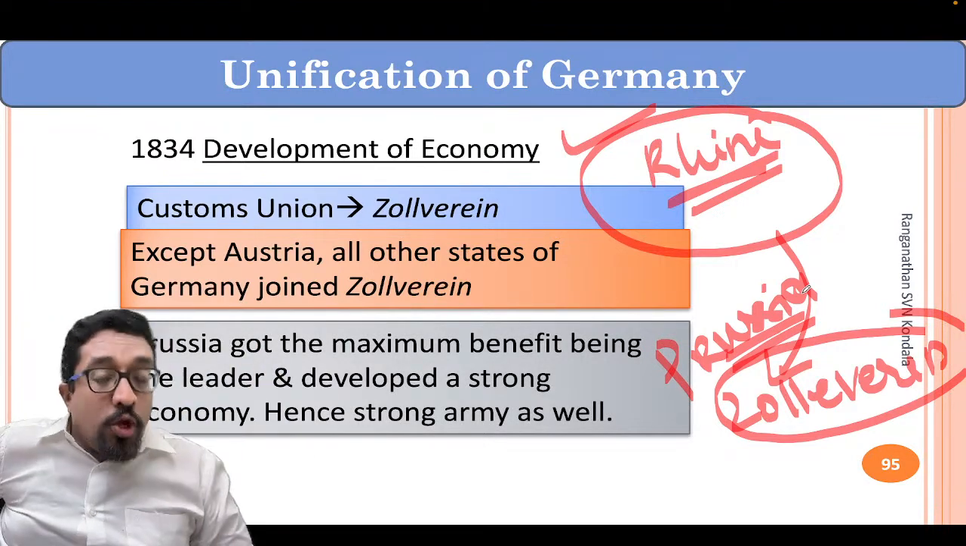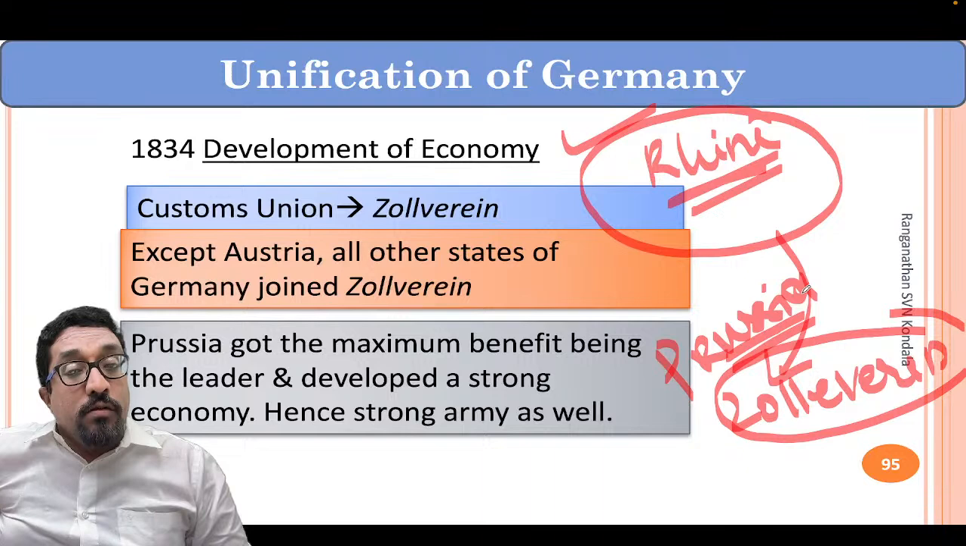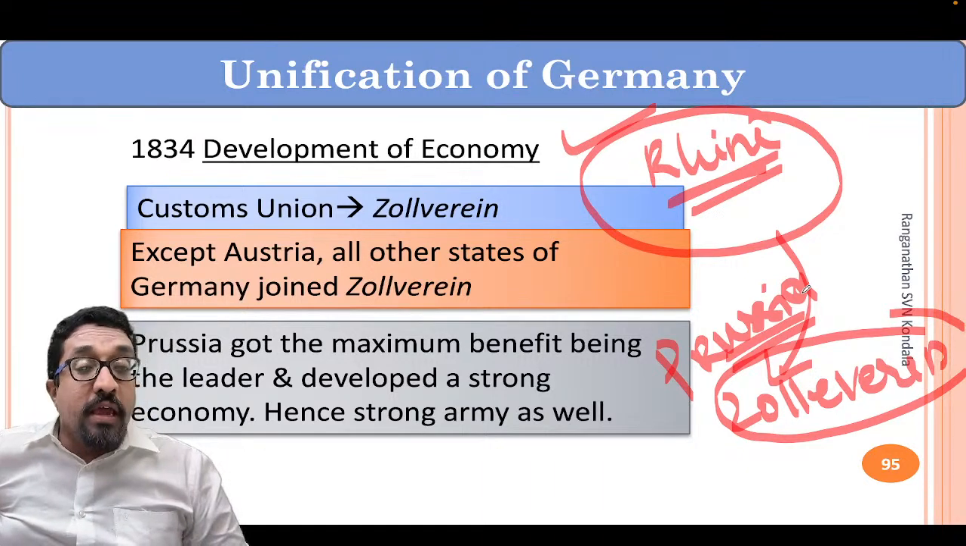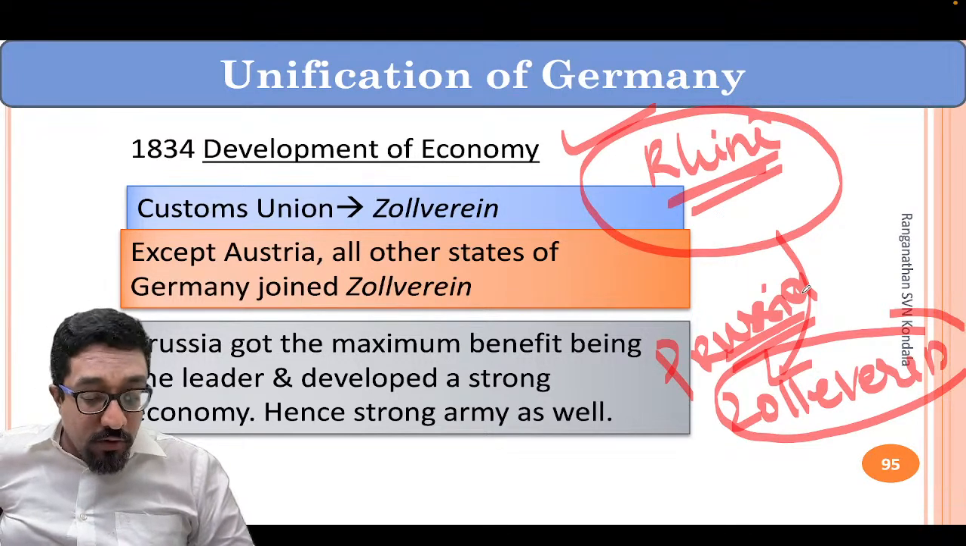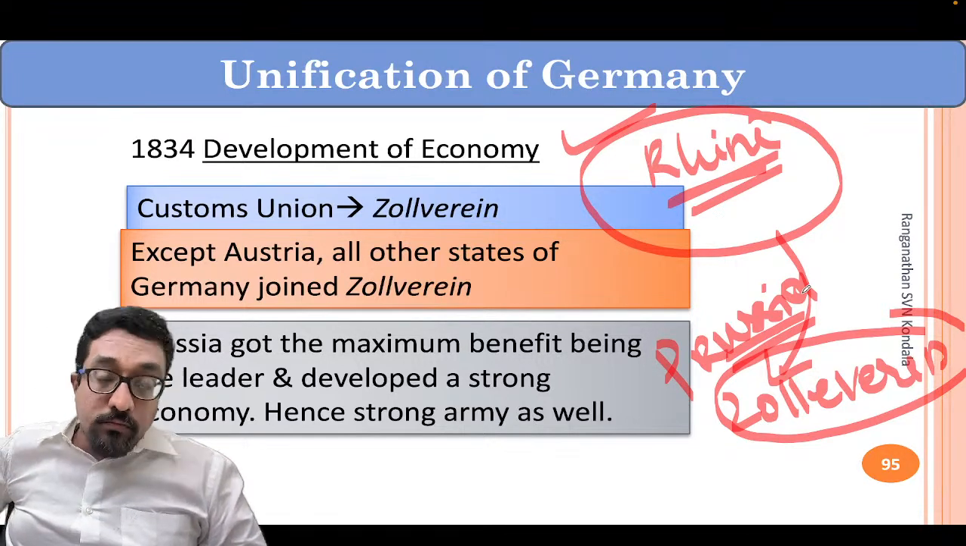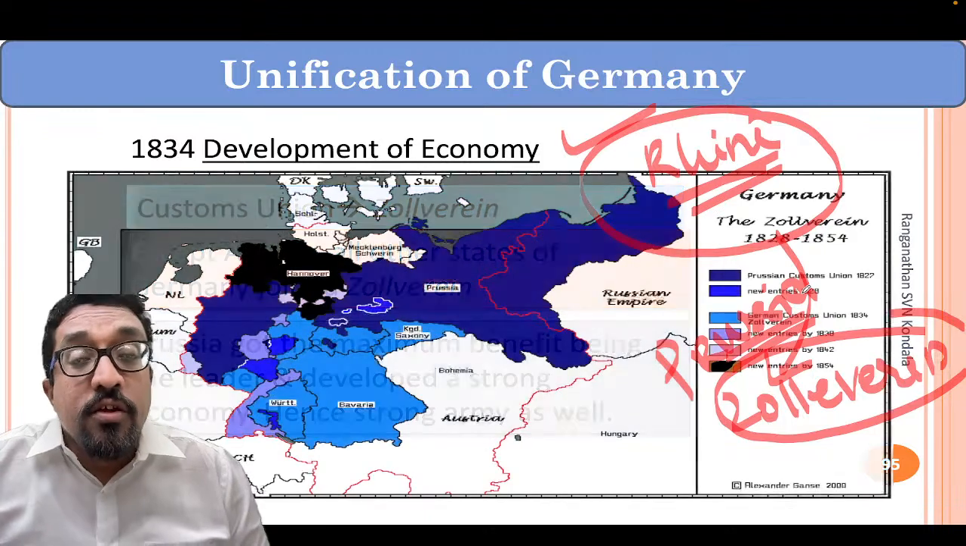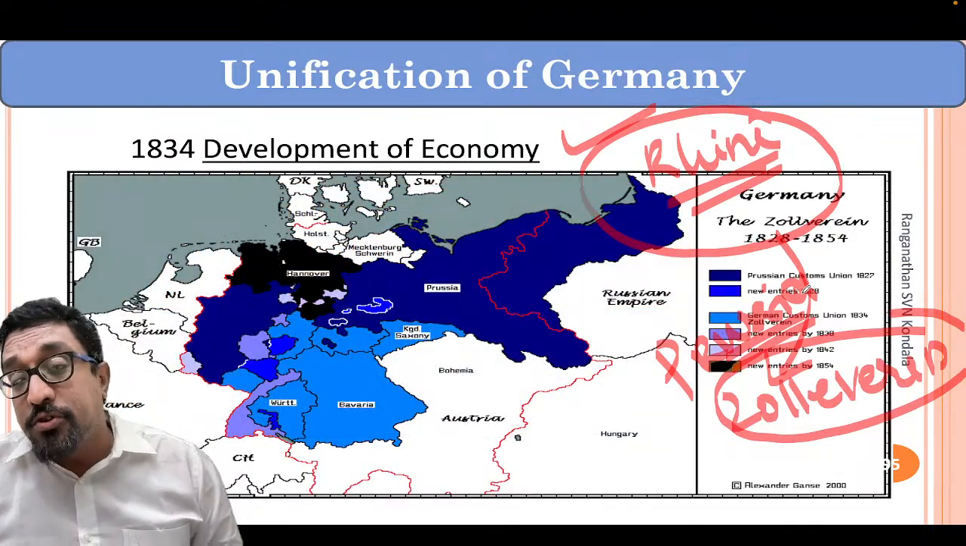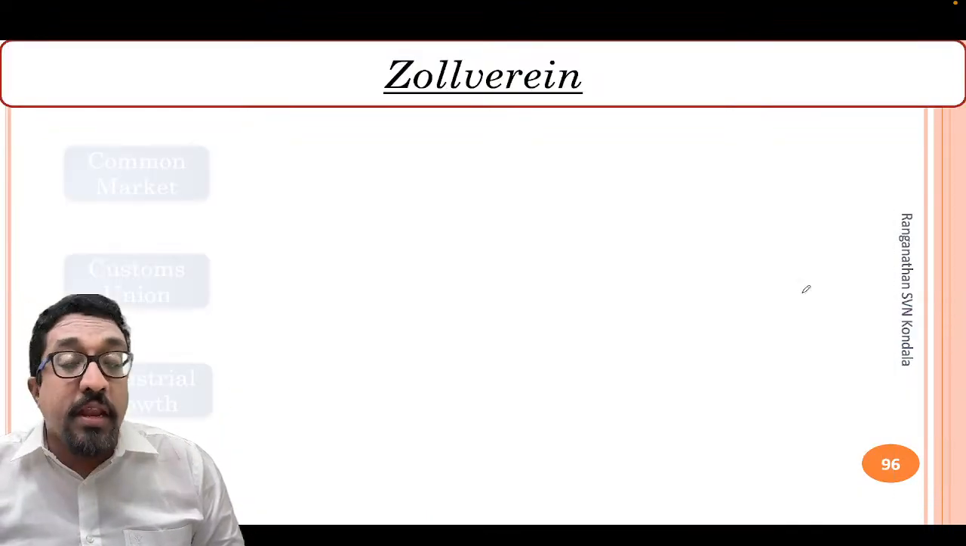Naturally, thanks to Zollverein, Prussia got maximum benefit. Literally and virtually, it became the leader of German nations of the entire Rhine Confederation, given that Prussia was the largest economy. And slowly, Prussia also had a very strong prime minister and a very big navy as well.